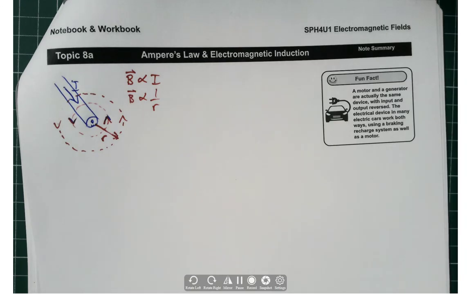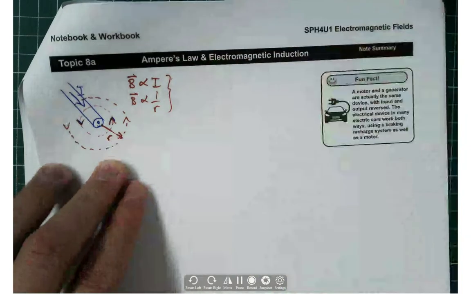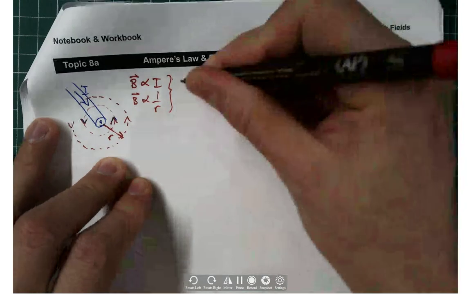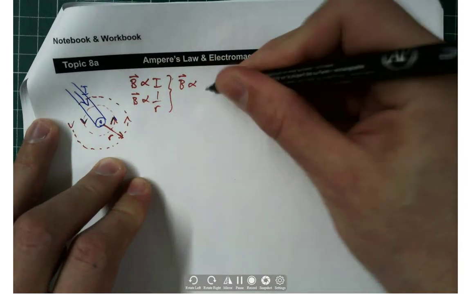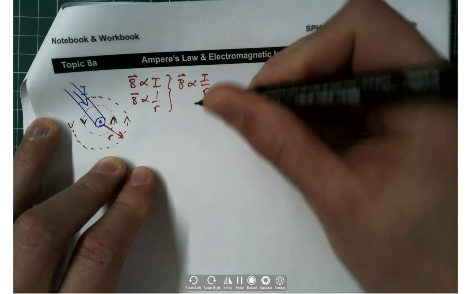So one starts with an S, one starts with a C. But together, those proportionalities say that magnetic field is going to be proportional to I over r.